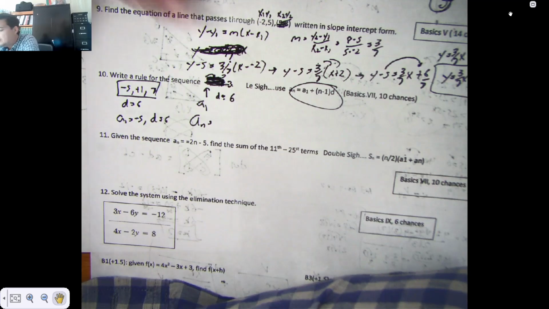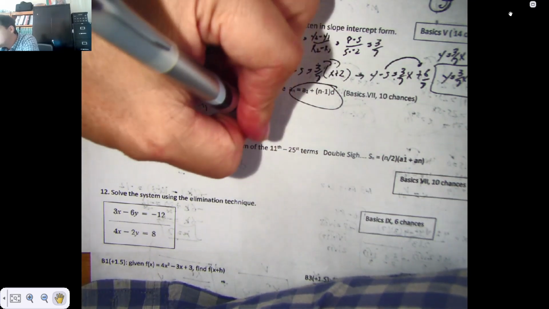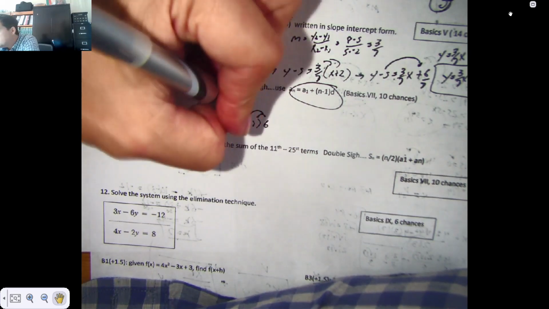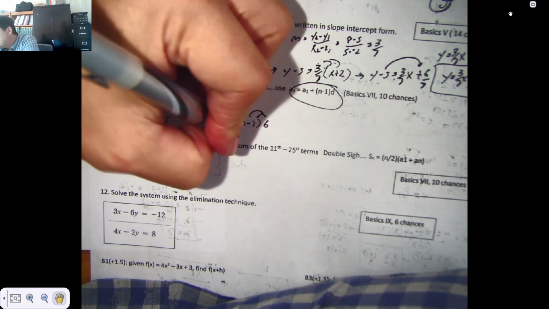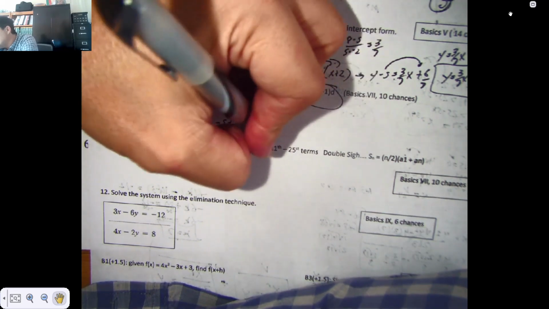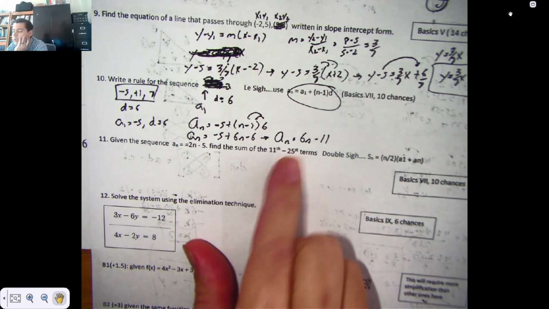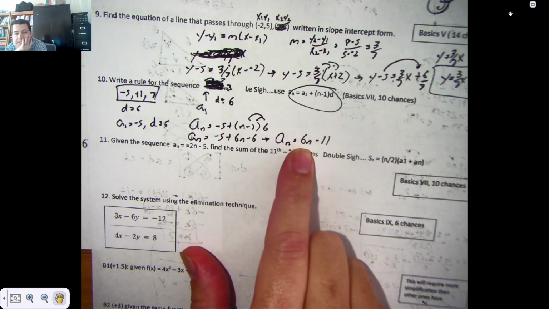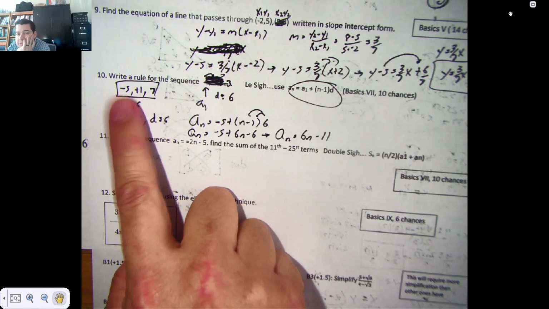So the nth term would be the first term, -5, plus n minus 1 times this difference of 6. Distribute, -5 plus 6n minus 6. Combine like terms, and the nth term is 6n minus 11. And this should work. If I plug a 1 into this thing, I'd have 6 times 1, which is 6, minus 11, which is -5.